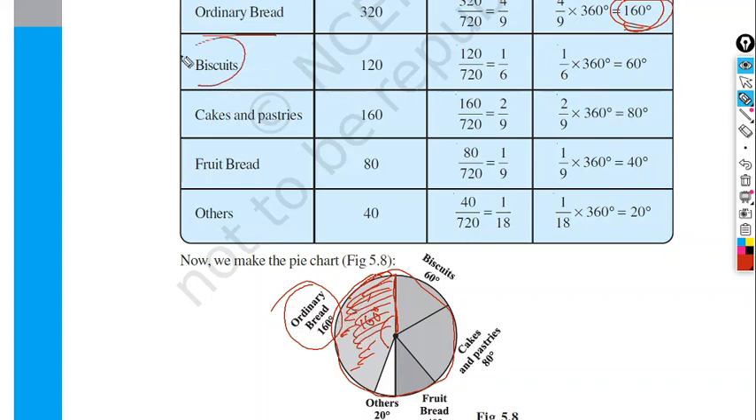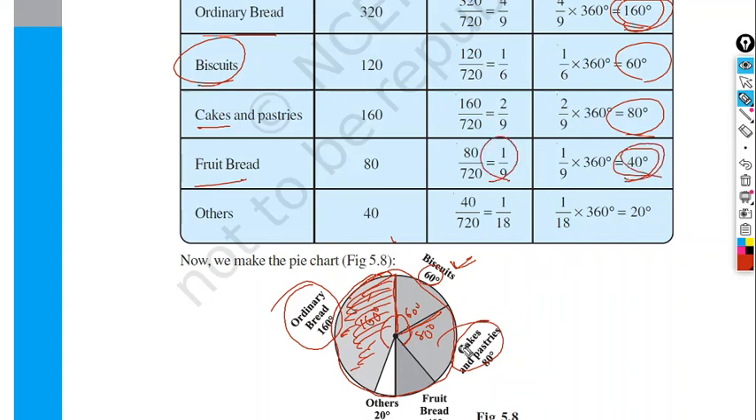So now we will move to the biscuit part. Biscuit is 60 degree. So here again you put the protractor and measure 60 degree. It has been written here 60 degree. So this portion is your biscuit. Now you move to cakes. Cake is 80 degree. Now again you put a protractor here and measure 80 degree. Now 80 degree is your cakes. Now fruit bread. Fruit bread is 40 degree, 1/9 part, which is equal to 40 degree. Now again you put the protractor, draw 40 degree. Name it fruit bread.